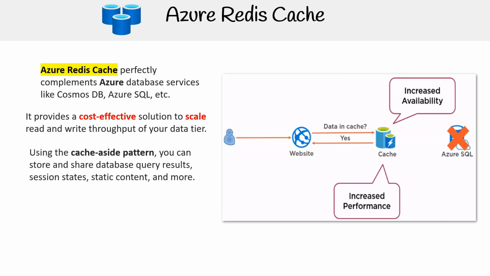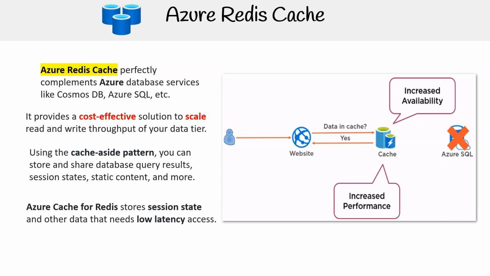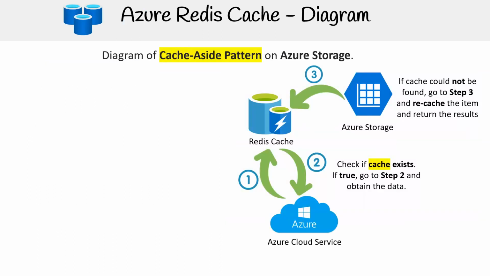Using the cache-aside pattern, you can store and share database query results, session states, static content, and more. Azure Cache for Redis stores session state and other data that needs low latency access. Diagram of cache-aside pattern on Azure Storage.